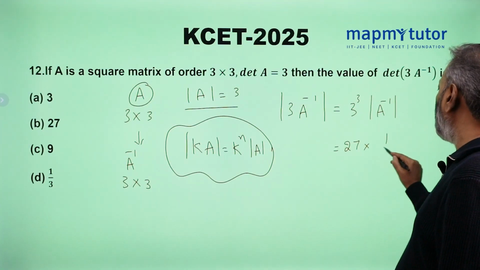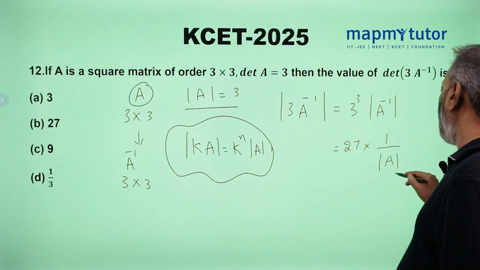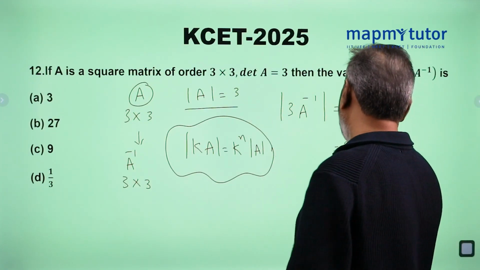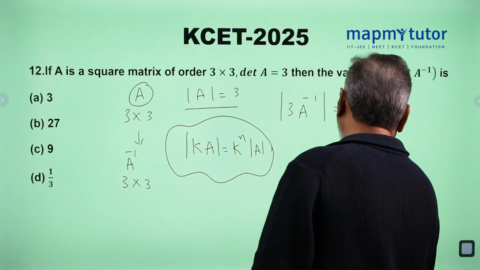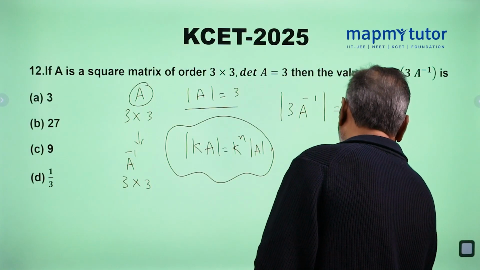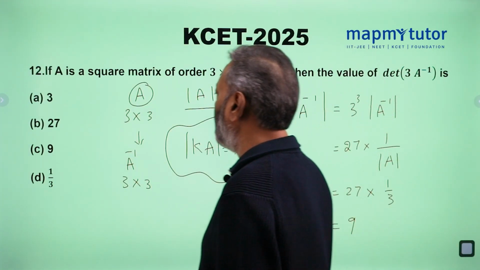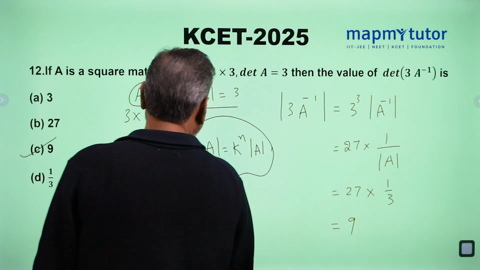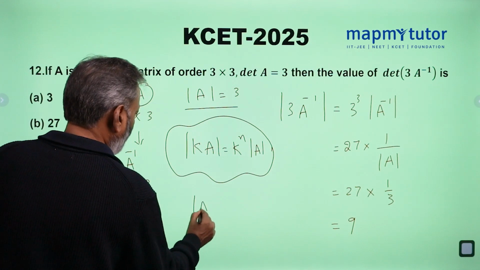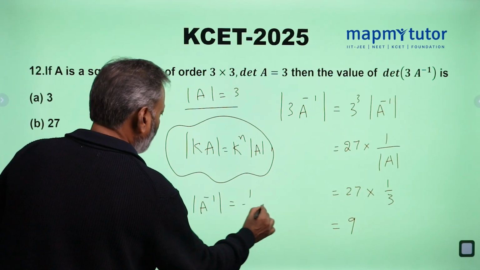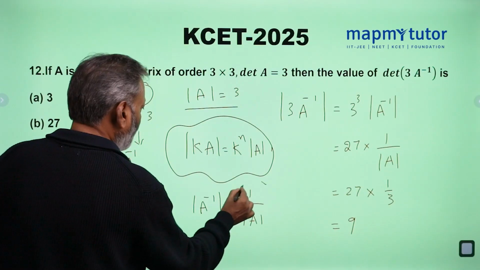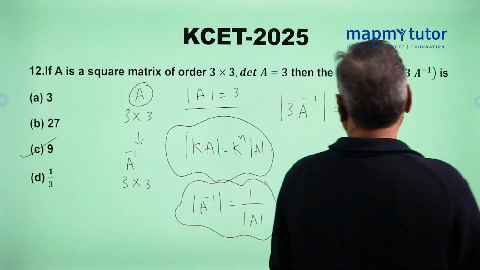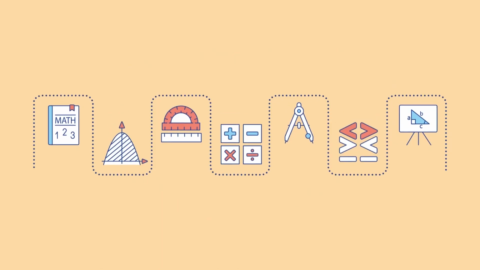And det of A inverse is again a property, 1 by det A, which comes from A into A inverse is I, okay? And det A is 3. Come on, substitute: 27 times 1 by 3, which is 9. Where is that? Option C. So here I have used one more property from determinants, that is det of A inverse is 1 by det A. These are the two things you must remember, with which we can easily finish this question.